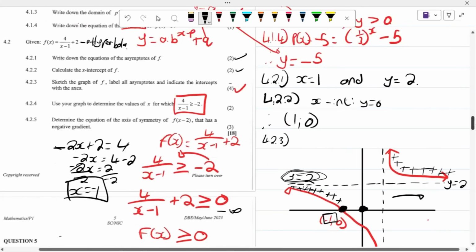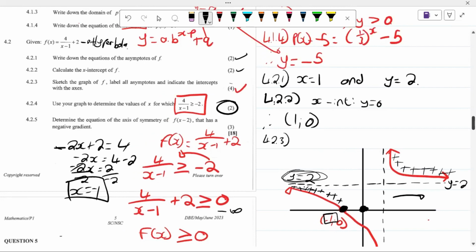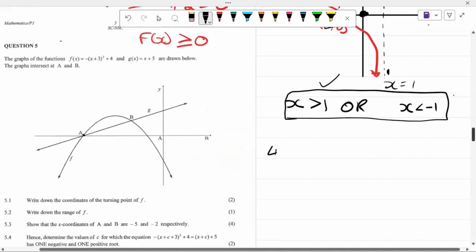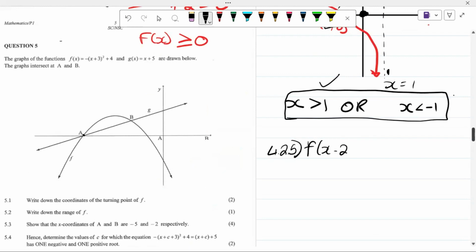Now, 4.2.5. They say determine the equation of the axis of symmetry. We have an axis of symmetry now of f of x minus 2. So already this is a shift. This is not our original f, it's a shift that has a negative gradient, so my m is negative. So 4.2.5, f of x minus 2.